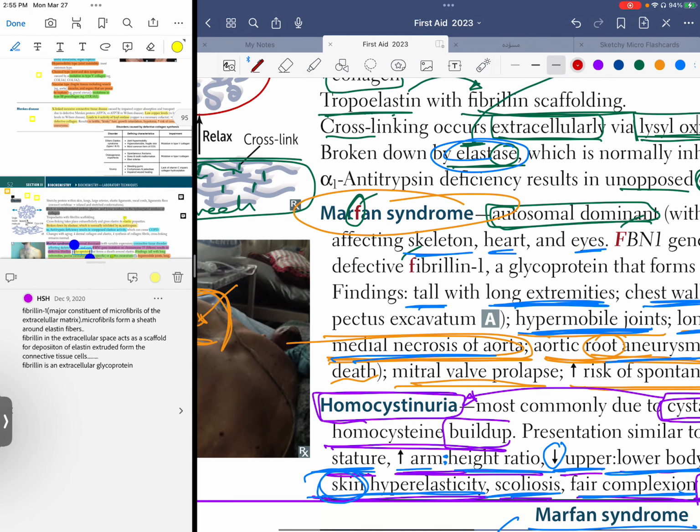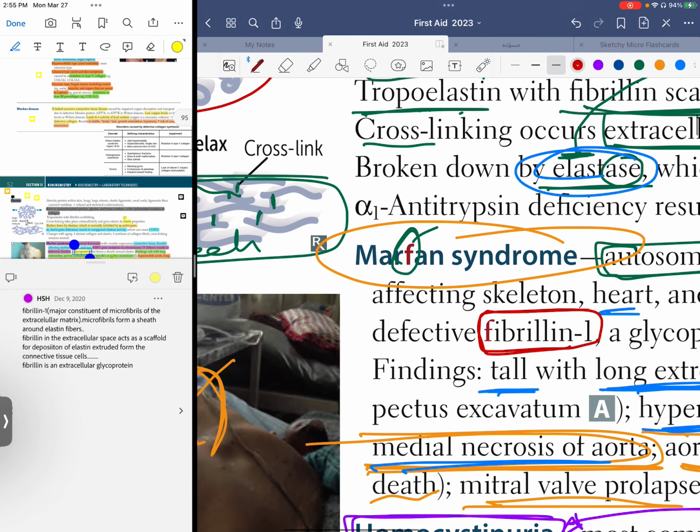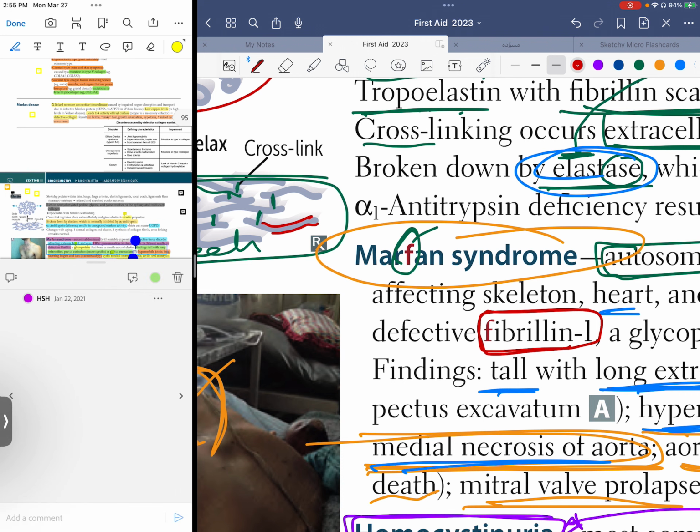Talking about Marfan syndrome, it is the one that has defective fibrillin 1, as fibrillin 1 is the major constituent of microfibrils of the extracellular matrix. Microfibrils form a sheath around elastin fibers. So each one of those fibers is normally supposed to be surrounded by microfibrils that contain fibrillin 1. Fibrillin in the extracellular space acts as a scaffold for deposition of elastin extruded from the connective tissue cells. Fibrillin is an extracellular glycoprotein. Okay, so far so good.